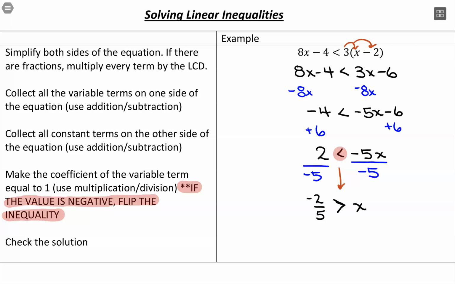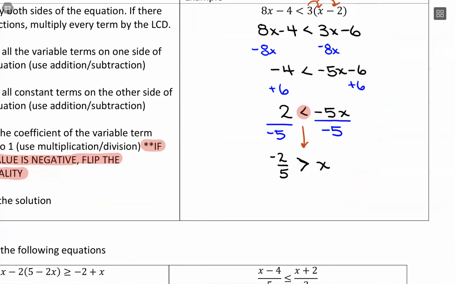And be careful, sometimes students make the mistake of thinking that subtraction would flip the sign, but it doesn't. Subtraction is fine, the sign just stays the same. It's division or multiplication specifically. Alright, so what we get from this is that x is less than negative 2/5.